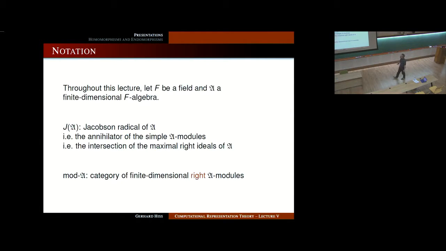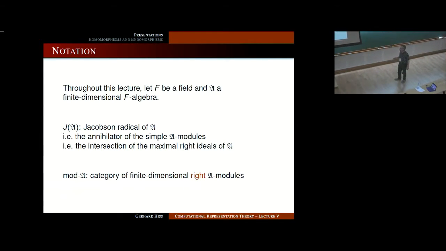So again, now I completely forget about groups. They of course play a role, but all that I'm going to say is valid for finite dimensional F algebras, where F is a field, and the Jacobson radical will also play a role. I told you yesterday it's the intersection of the maximal right ideals of A, but of course every maximal right ideal is the annihilator of a simple module, so it's also the intersection of all the annihilators of the simple A modules. And this is the category of finite dimensional right A modules.